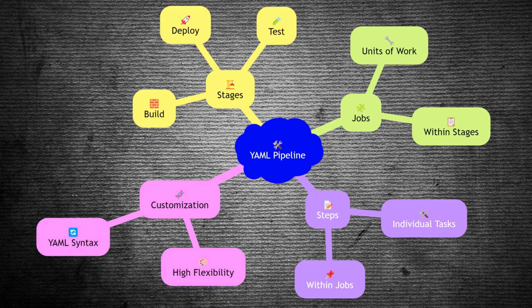A YAML pipeline typically consists of stages, jobs, and steps. Stages represent major divisions of the pipeline, such as build, test, and deploy. Jobs are units of work that are executed within a stage, and steps are individual tasks within a job. Each of these elements can be defined using YAML syntax, allowing for a high degree of customization and flexibility.